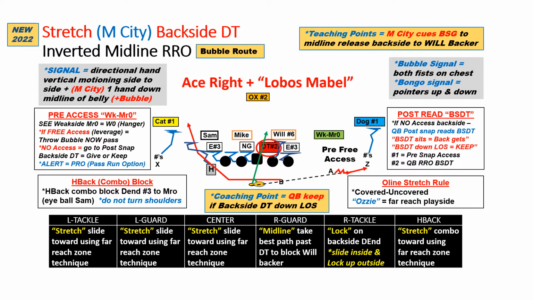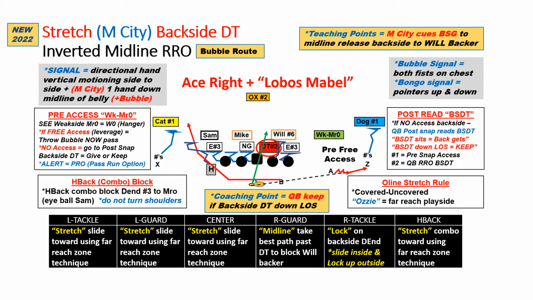Next one is we can do a midline, and this is a great complement to stretch zone with a dynamic quarterback as a runner. This is an inverted midline read. We're going to read now the backside defensive tackle, first defender from the center back.